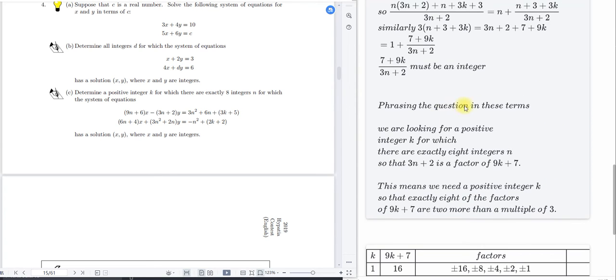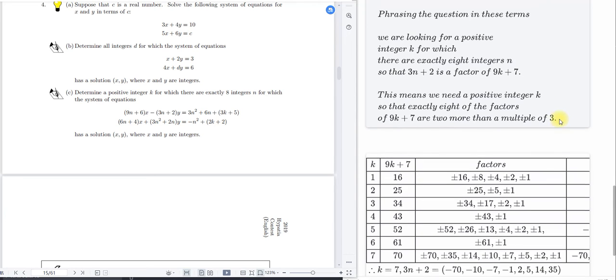We're rephrasing the question in these terms. We are looking for a positive integer k for which there are exactly 8 integers n, so that 3n plus 2 is a factor of 9k plus 7. This means we need a positive integer k so that exactly 8 of the factors of 9k plus 7 are 2 more than a multiple of 3.